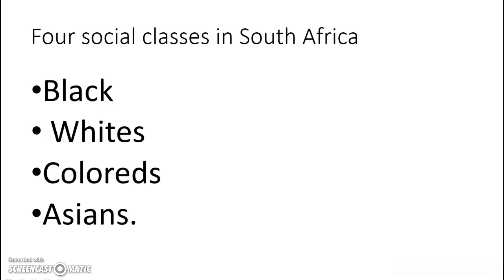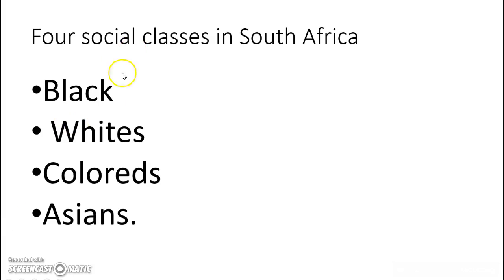Now, I have read in some other places that another name they might have called people was Indians. So just be aware that if you see the 4 different social classes, instead of the Asians, I believe it's going to be the Indians. Please be prepared for that.